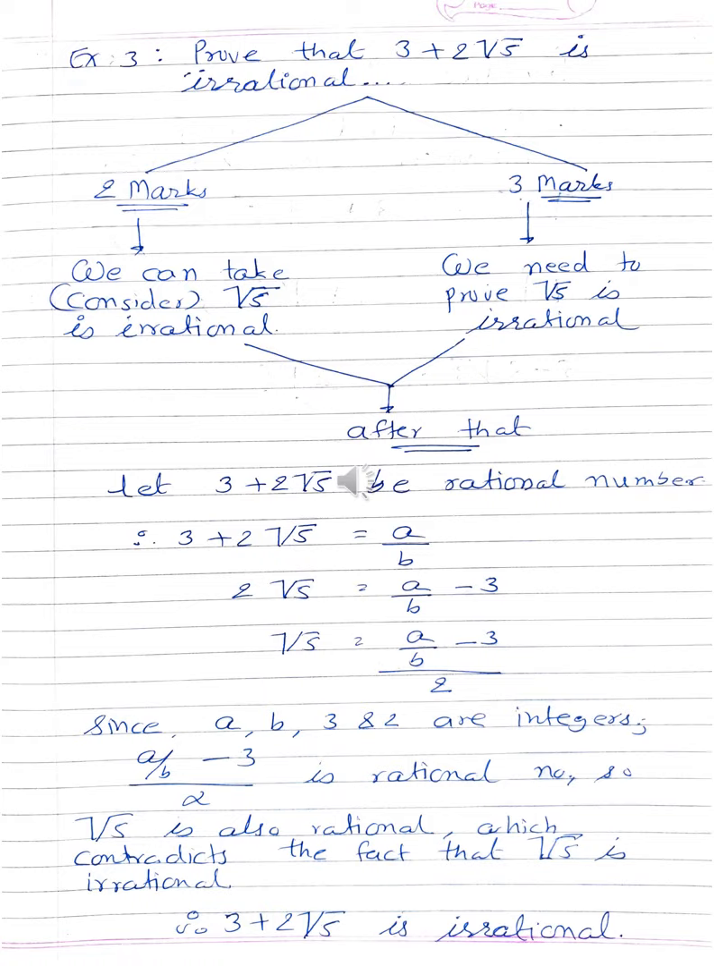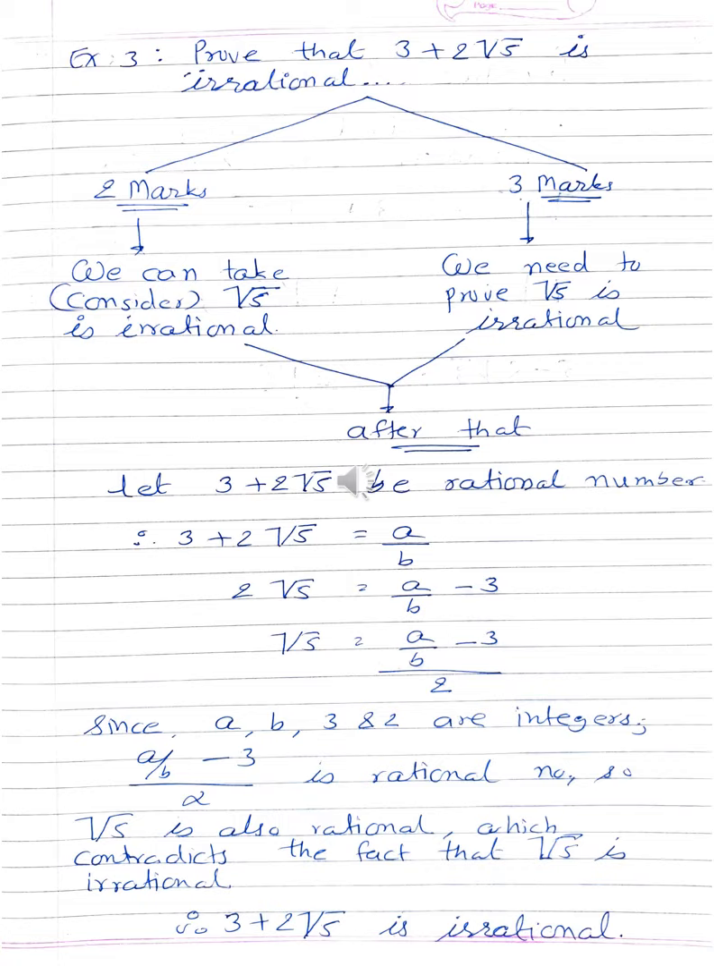Now, in the examination, the same question can be there in 2 marks or maybe in 3 marks. Listen, we have taken example number 3 over here. Prove that 3 plus 2 root 5 is an irrational number. Something is multiplied with root 5, and something is added also, 3. So the whole number is 3 plus 2 root 5, and we need to prove that this whole number is an irrational number.